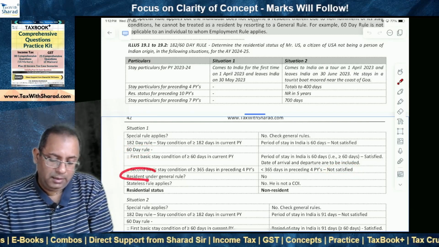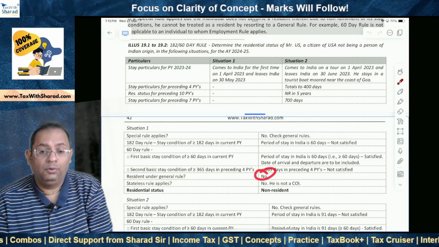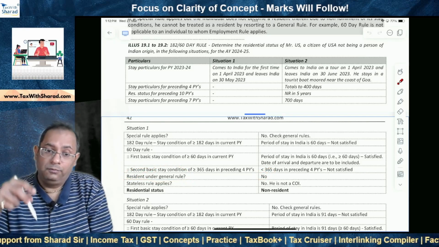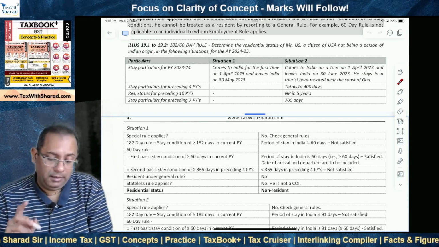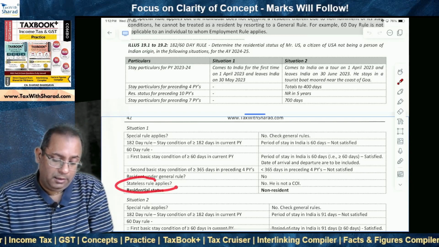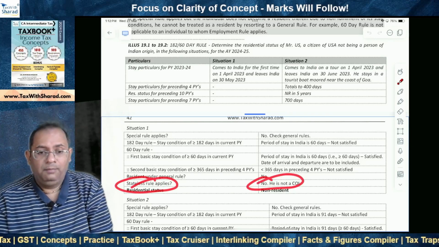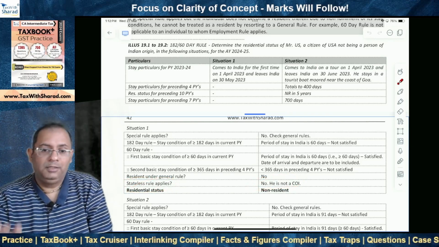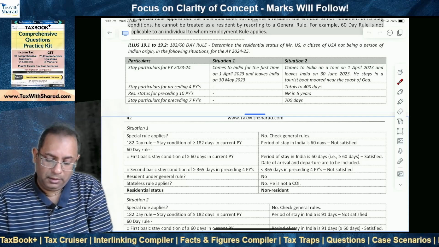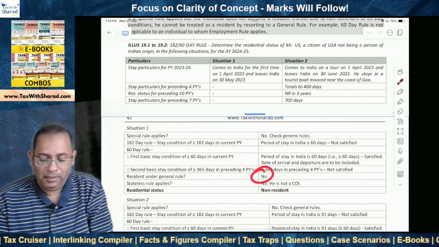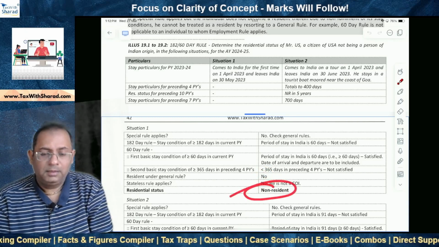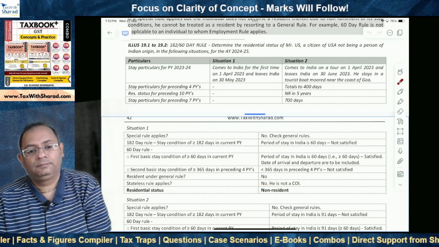So is he a resident under any of the general rules? No. Okay, so now what do we need to do? We now need to move to the stateless rule and check whether that is applicable. Stateless rule applies? No. Why? Because he is not a citizen of India. One of the conditions for the stateless rule is that he should be a citizen of India. That is not the case. So the general rule is not applicable. Stateless rule is also not applicable. So residential status is non-resident. Okay.